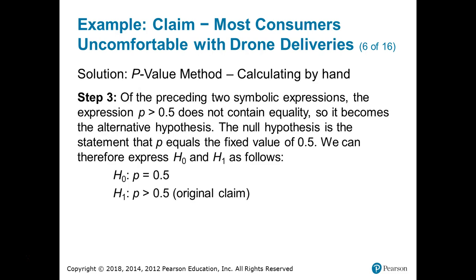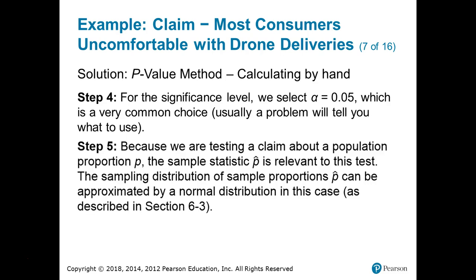Next, we can create our 2 hypotheses. The null hypothesis always has the equal sign, so we'll say the null hypothesis is p is equal to 0.5, and the alternative hypothesis is going to be p is greater than 0.5, our original claim. For the significance level, we'll select 0.05. Usually your problem will tell you what to use. If not, you can use 0.05, but I'll make sure that you know what you have to do.